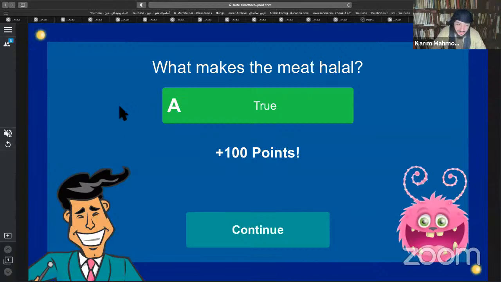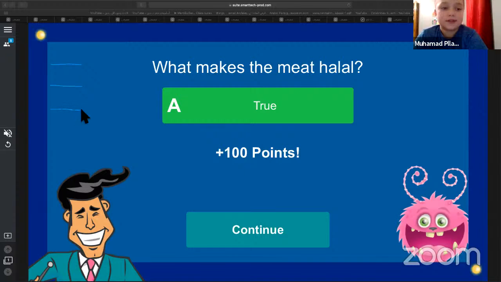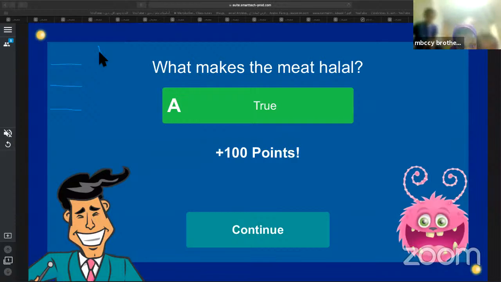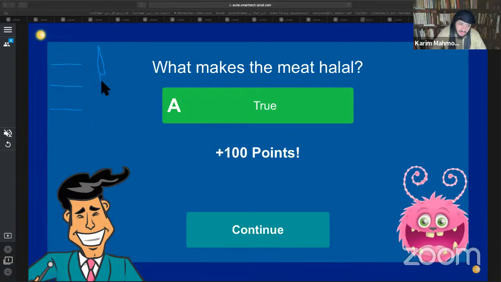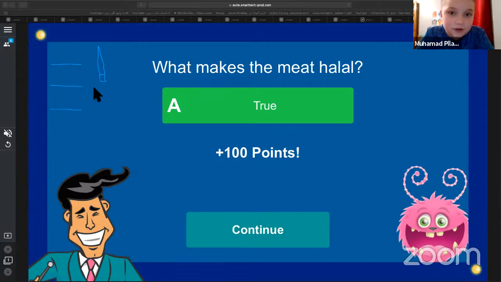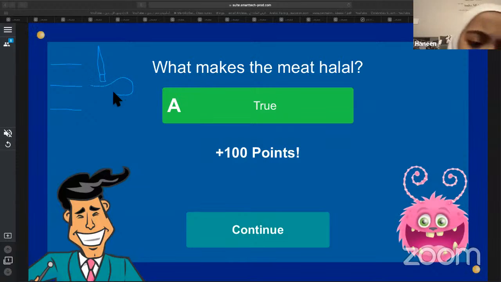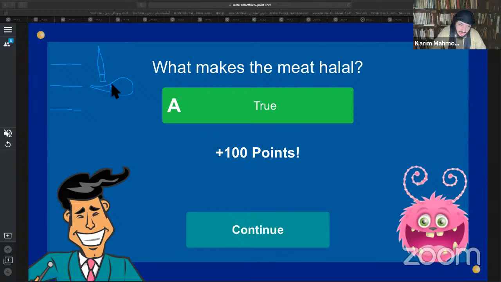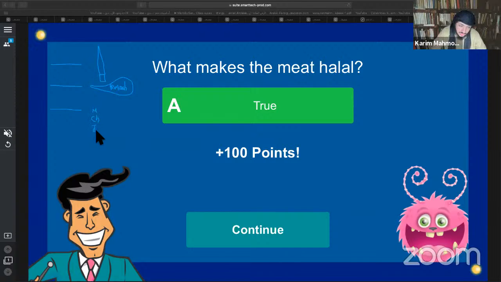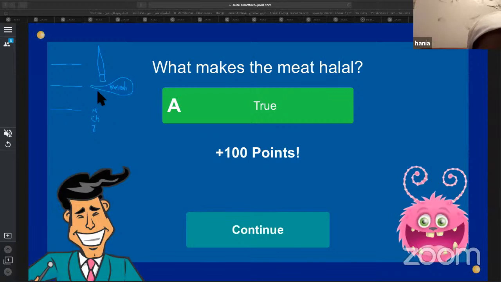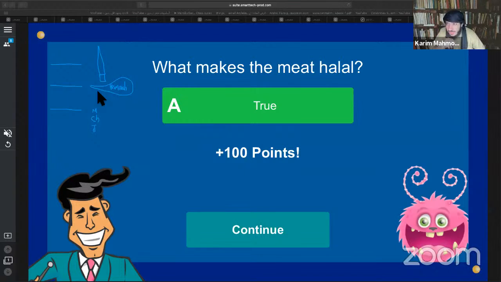So what were the conditions that make the meat halal that we talked about yesterday? Who remembers? Three conditions. To slaughter it, to say Bismillah, and it has to be done by a Muslim, Christian, or Jew, because you can only eat from Jews, Muslims, and Christians. Good. So it must be slaughtered, you have to say Bismillah, and it has to be slaughtered by Muslims, Christians, or Jews. Okay, perfect.